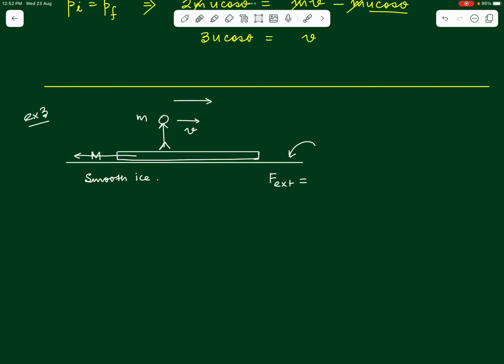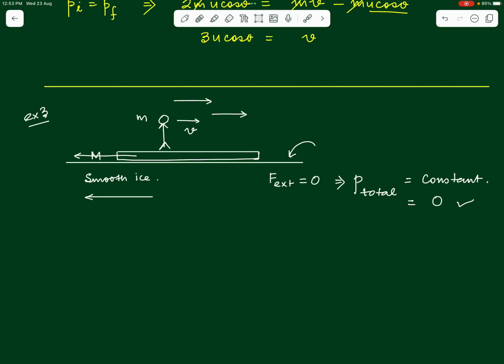So the external force on this system of man plus the platform is 0, which means that the total momentum of the man plus the platform system will remain constant, which in this case is 0. Why 0? Because initially the man was simply standing on the platform. Initially the man was at rest, the platform was also at rest. So both of them had their momentum 0. So the initial momentum of the system is 0, and so should be the final momentum. Finally, when the man starts moving towards right, in order to keep the momentum of the system still 0, the platform will start shifting towards left.